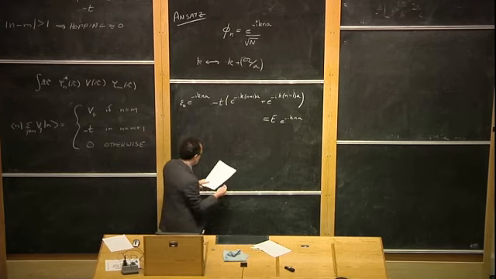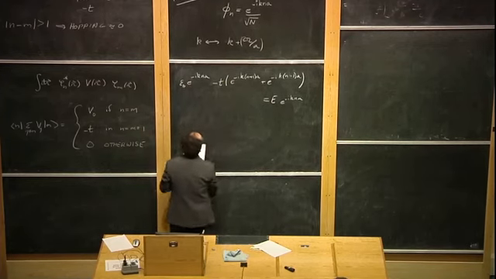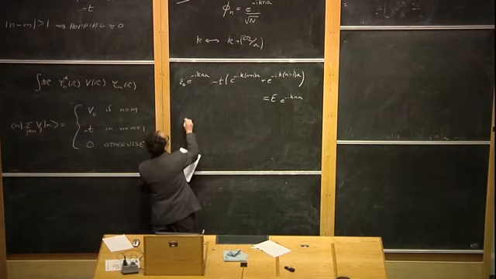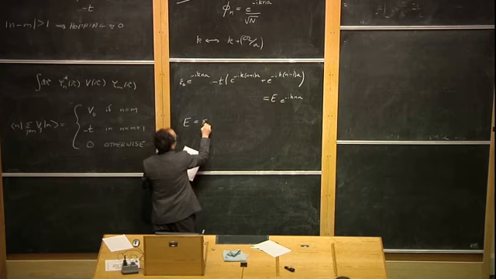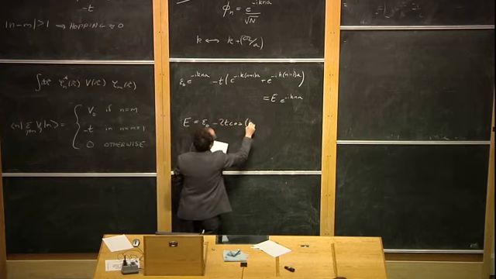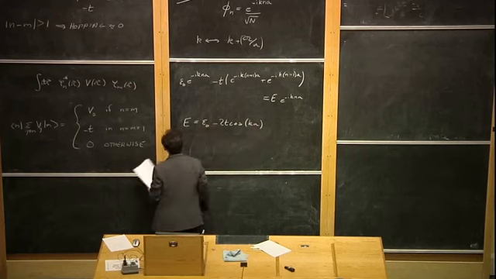Thank you. Good. So then you just cancel out a bunch of exponential factors, and you get E equals E naught minus 2t cosine ka. So let's actually plot that.